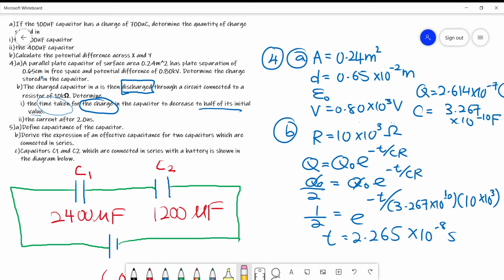So let me just check whether it's correct. Let me check the answer. Okay, so this is the question B1. So 2.265 times 10 to the power of negative 6. Okay, correct. Okay, so this is the question number 1.